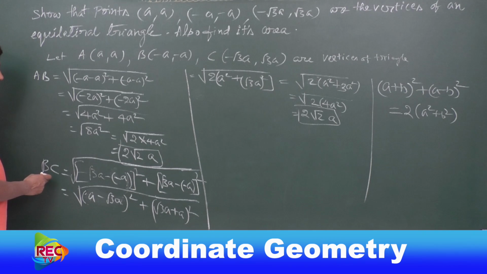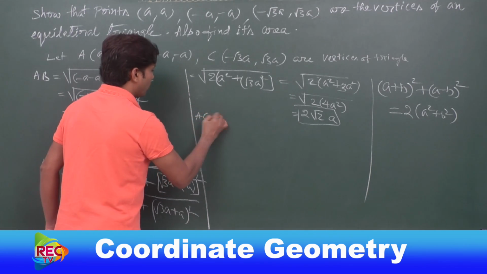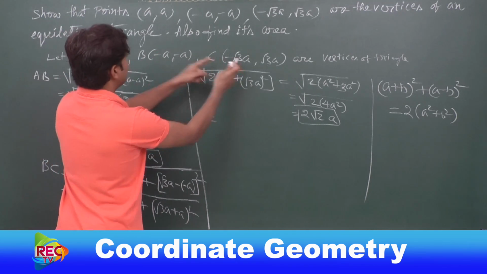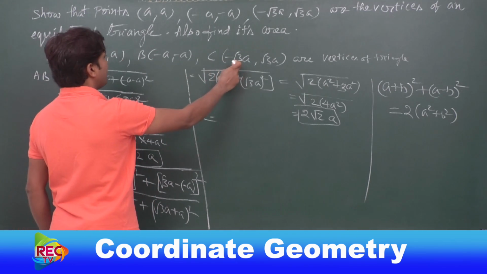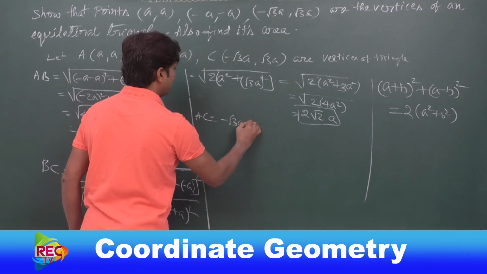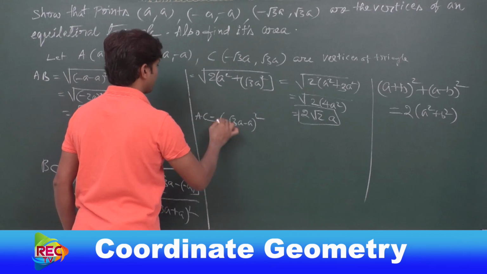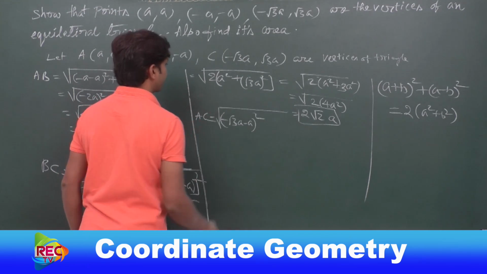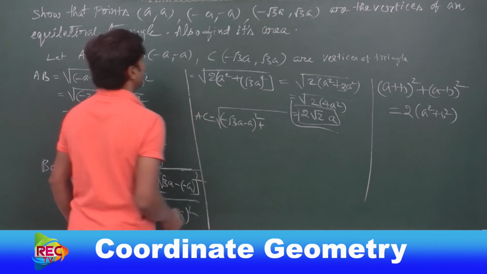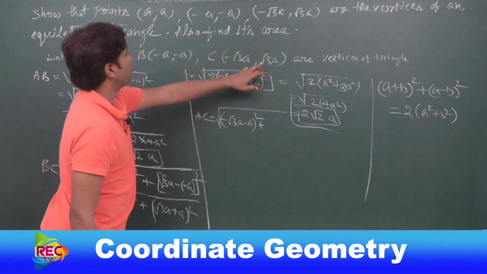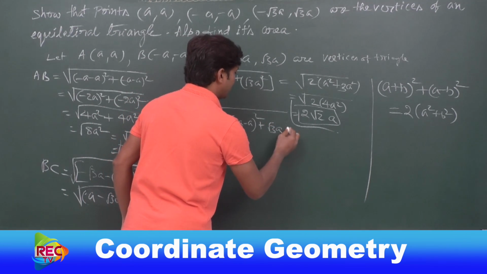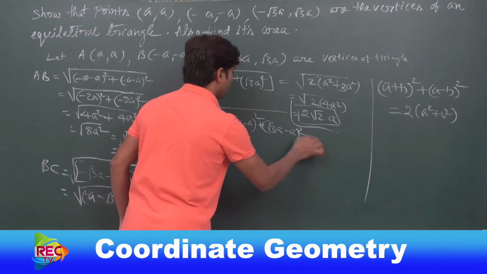Now we have found AB and BC. Now we need to find AC. What is AC? Now finding the distance between A and C. See here, (−√3a − a)² plus (√3a − a)².